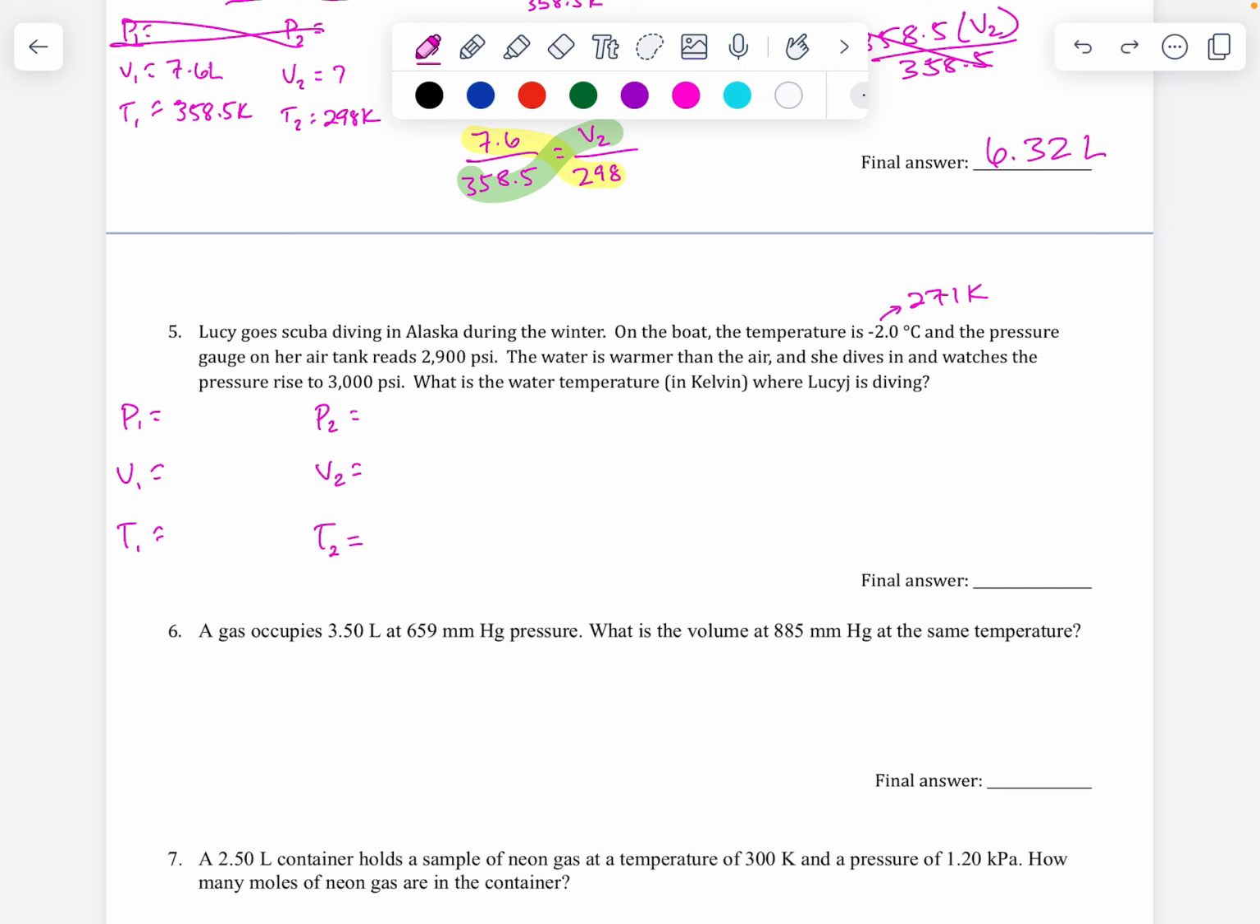Her tank reads 2,900 PSI. So 2,900 PSI is her initial pressure. And that was at 271 Kelvin. Though the water is warmer than the air, so she dives in and watches the pressure rise. So the pressure rises, which means it's a new pressure. So what must be the water's temperature when Lucy is diving?